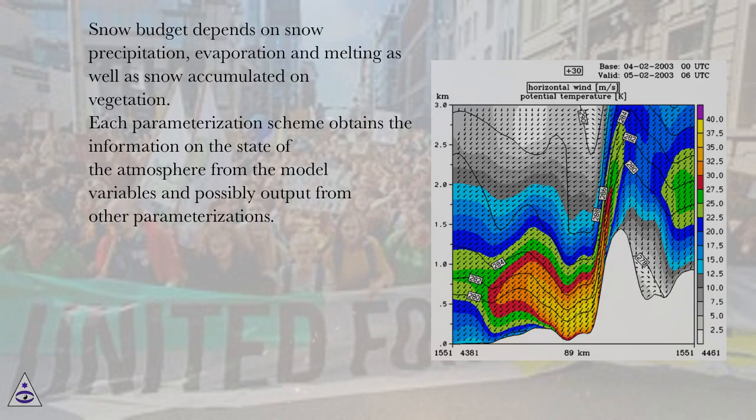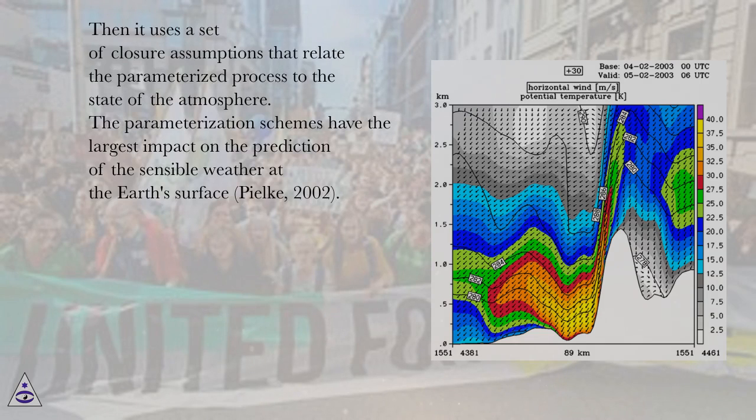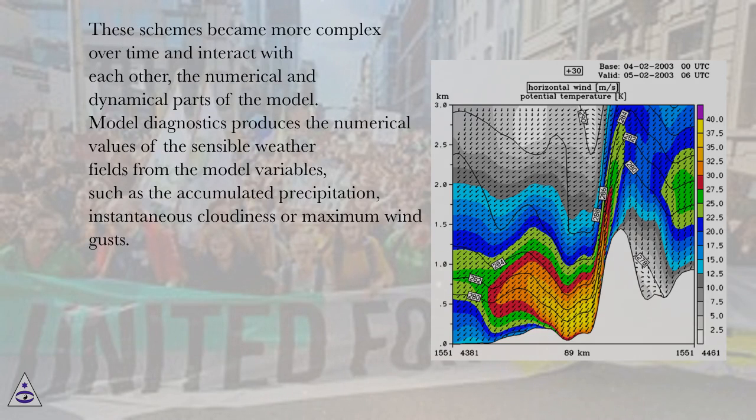Each parameterization scheme obtains the information on the state of the atmosphere from the model variables and possibly output from other parameterizations. Then it uses a set of closure assumptions that relate the parameterized process to the state of the atmosphere. The parameterization schemes have the largest impact on the prediction of the sensible weather at the Earth's surface, Pelkey, 2002. These schemes became more complex over time and interact with each other, the numerical and dynamical parts of the model.